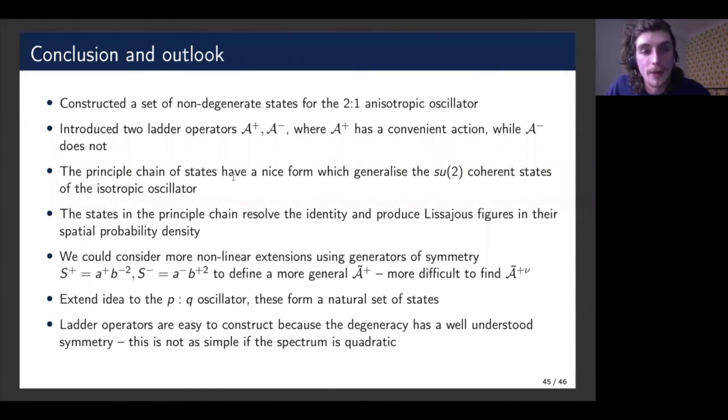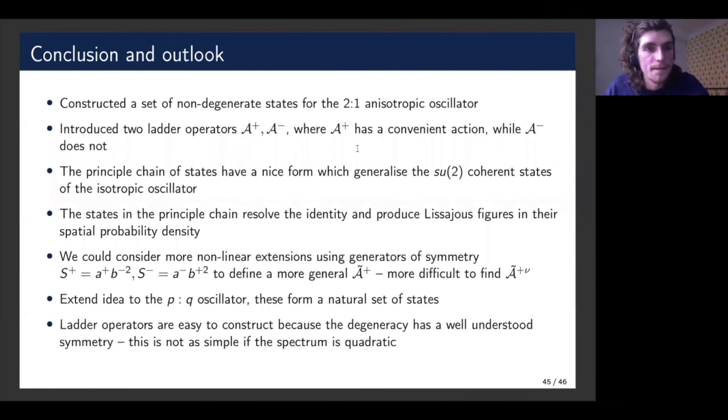And we found that the principal chain of states have a nice form, which generalized the SU2 coherent states of the isotropic oscillator. As well, we saw that these states resolve the identity, which other quantum states for the 2-1 oscillator do not. And as well, they reproduce Lissajous figures in their spatial probability density in correspondence with the classical 2-1 oscillator.